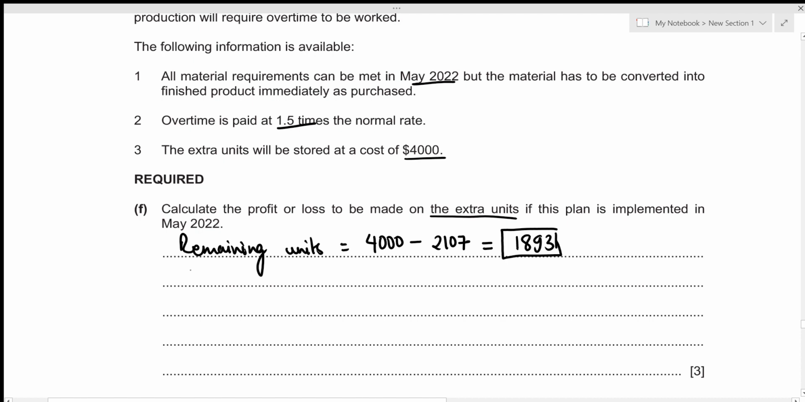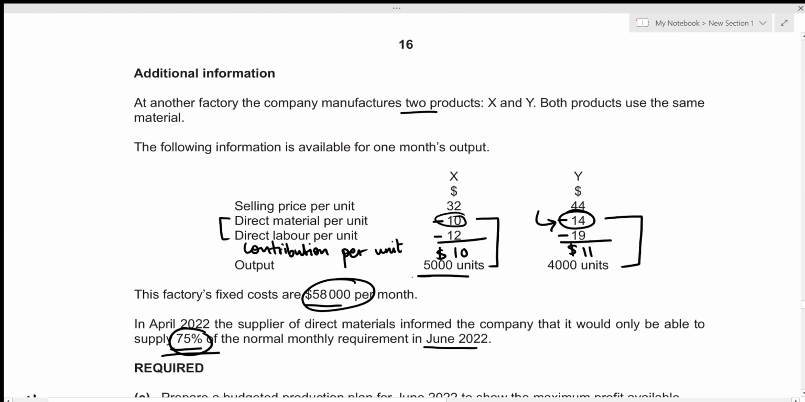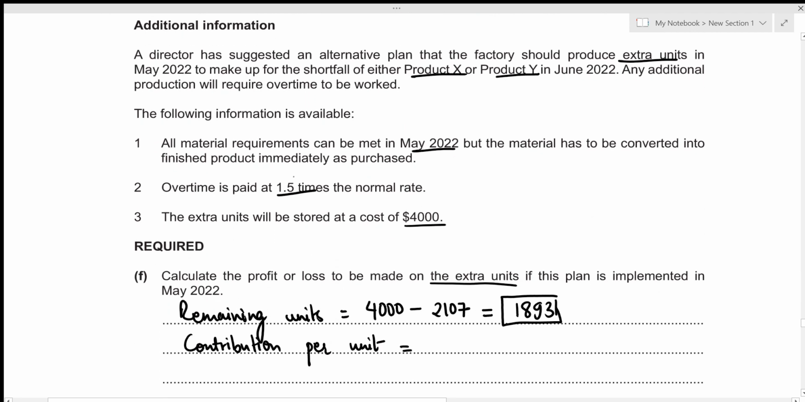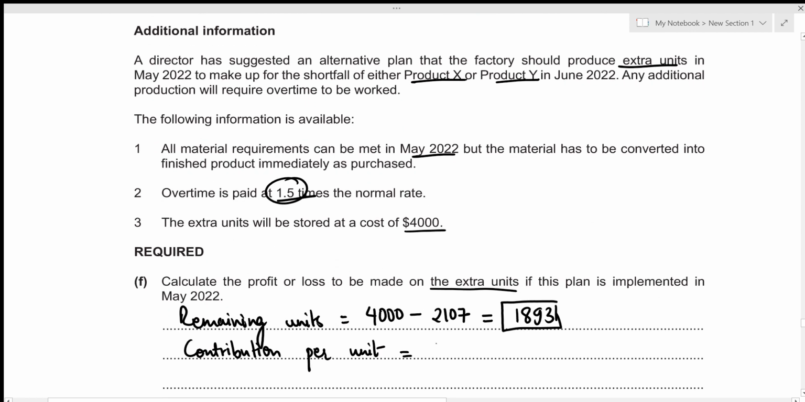Okay, so first of all, let's figure out our contribution per unit. Let's have a look at product Y's information. So we have the selling price per unit of 44, direct material per unit of 14, and direct labor per unit of 19. But we know that this would require overtime, and overtime is paid at 1.5 times the normal rate. So that is just going to be 44 minus 14 minus 19, and we're paying overtime, so that's times 1.5, which gives our new contribution per unit to be 44 minus 14 minus 19 times 1.5, which is 1.50.